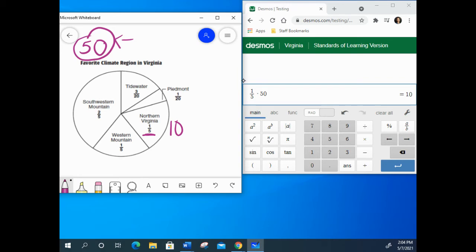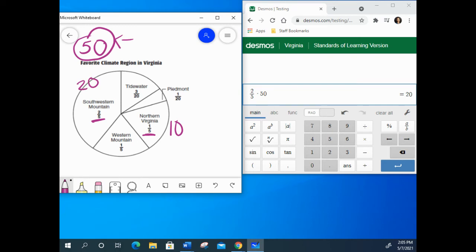Okay, let's go ahead and try another one. I'm going to make sure I clear out my Desmos calculator. Let's try Southwestern Mountain. Southwestern Mountain has 2/5 of the people that like that. So I'm going to find what 2/5 of 50 people surveyed is. So I'm going to go ahead and select my fraction. I'm going to type 2 for the numerator, 5 for the denominator, and then I'm going to make sure I click outside of the fraction. I'm going to hit times, and again, we surveyed 50 people, so I'm going to type 50. And notice that it gives me 20. So 20 people liked Southwestern Mountain.